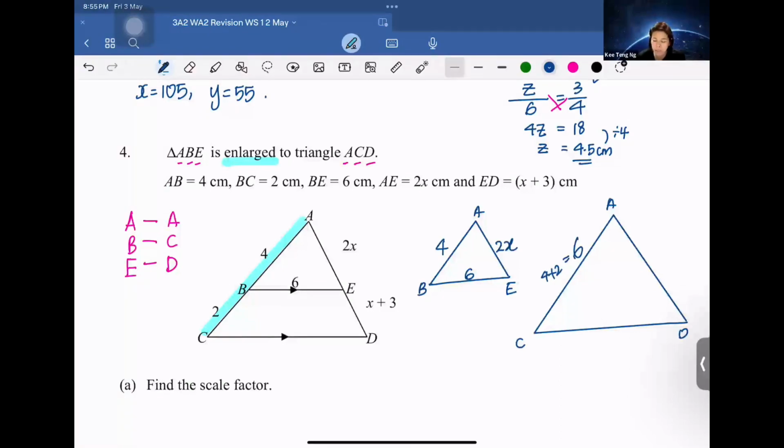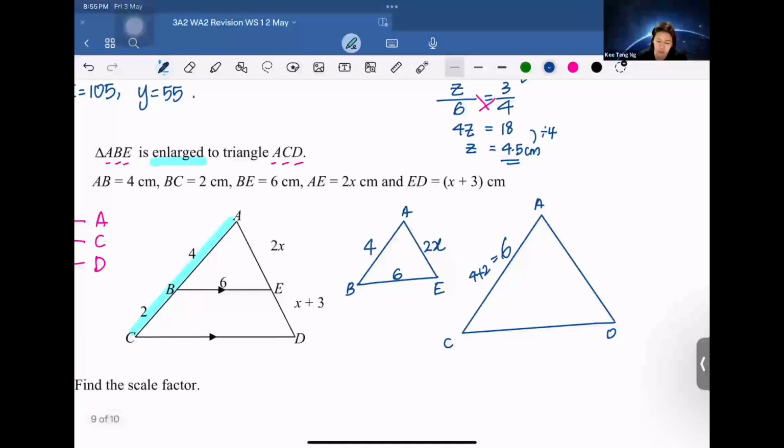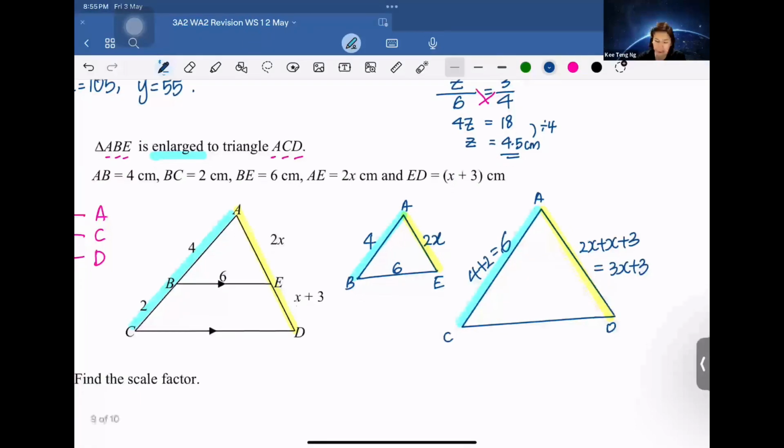6 cm. This one, CD, is unknown, but I will have the whole length over here, this one in yellow. This one over here will be 2x plus x, so this is 2x plus x plus 3. That gives me 3x plus 3 cm. So this is 4 plus 2. All right, with that, I have my measurements and I'm going to use them to help me get my answers.